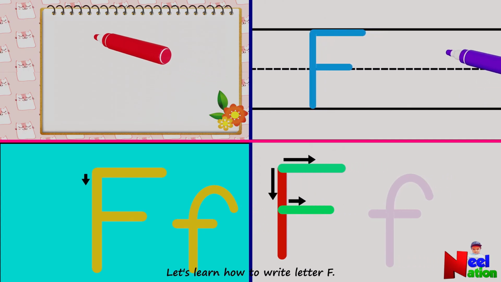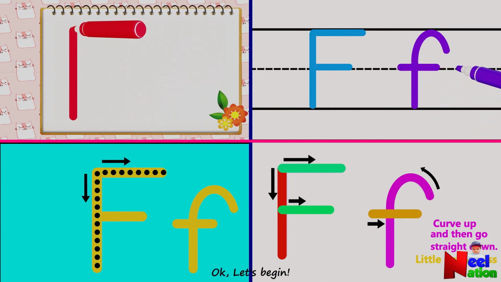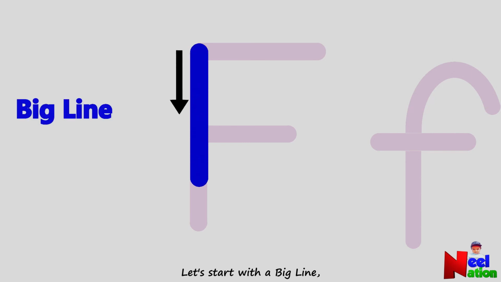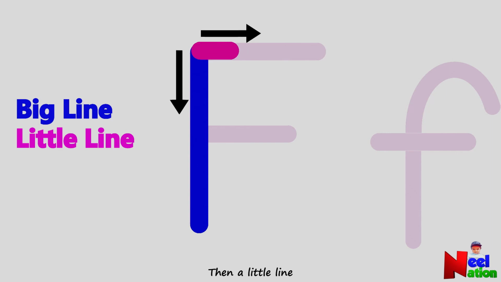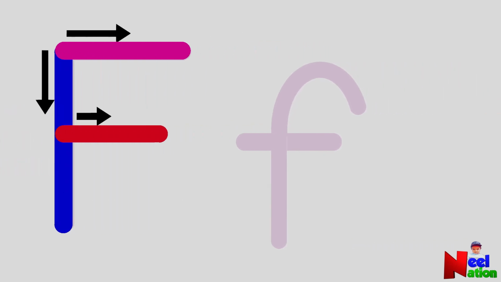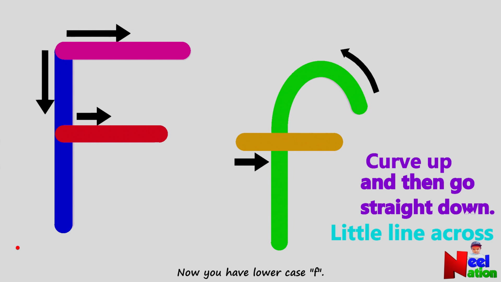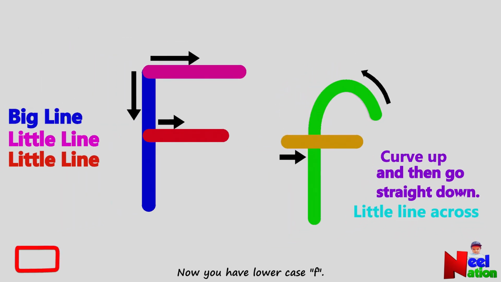Hey kids, let's learn how to write letter F. Okay, let's begin. Let's start with a big line, then a little line, and one more little line. Now you have uppercase F. Curve up, then go straight down, and a little line across. Now you have lowercase f.